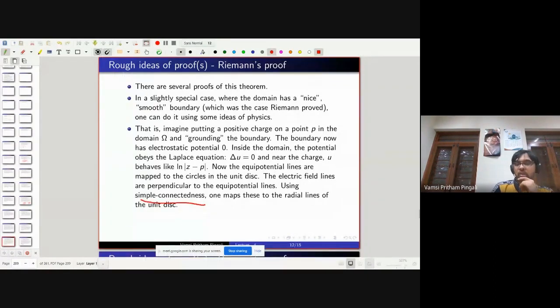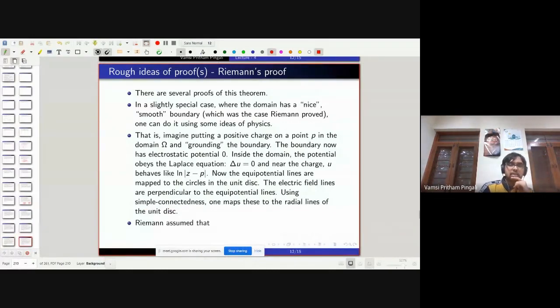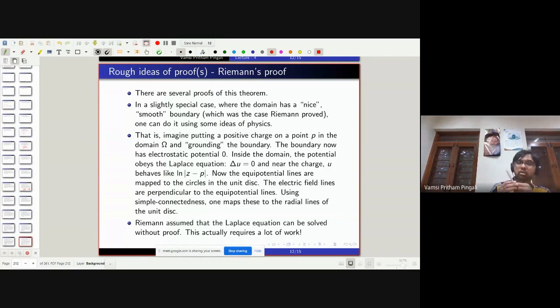This is where simple connectedness comes into play. So Riemann assumed that the Laplace equation can be solved without proof because he thought, I mean, this is just physics, right? He said, okay, in real life, this will happen, so maybe it can be done. But that's not true. This actually requires a lot of work. But Riemann did not do that work. But anyway, nonetheless, this is a rough idea of Riemann's proof.